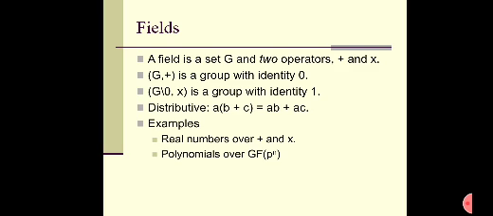Field. A field is a set G with two operations, plus and cross. G, plus is a group with identity 0. G minus 0, cross is a group with identity 1. Distributive: a multiplied with b plus c equals ab plus ac. Examples: real numbers over plus and cross, polynomials over GF p to the power n.